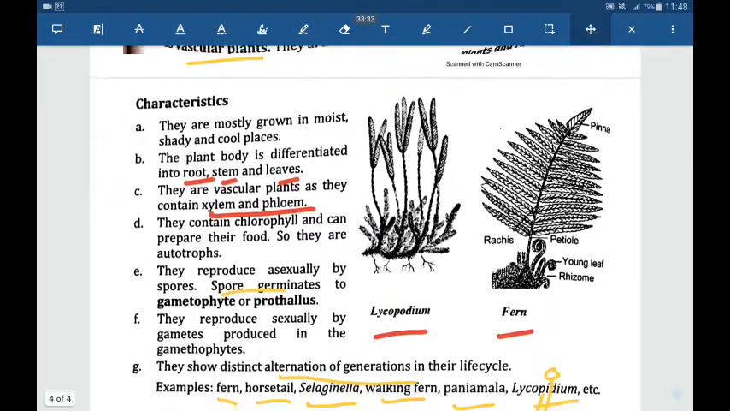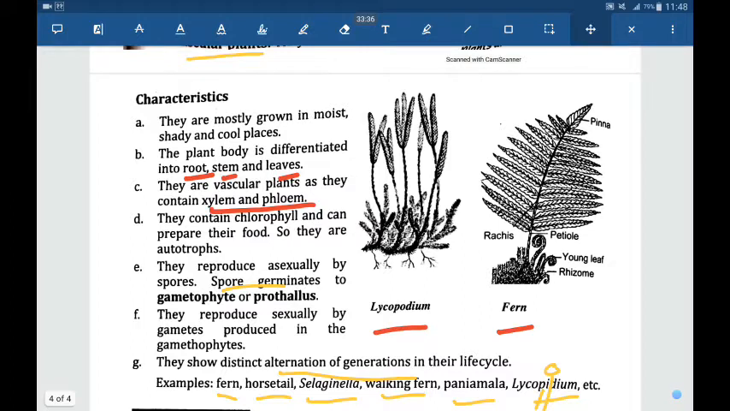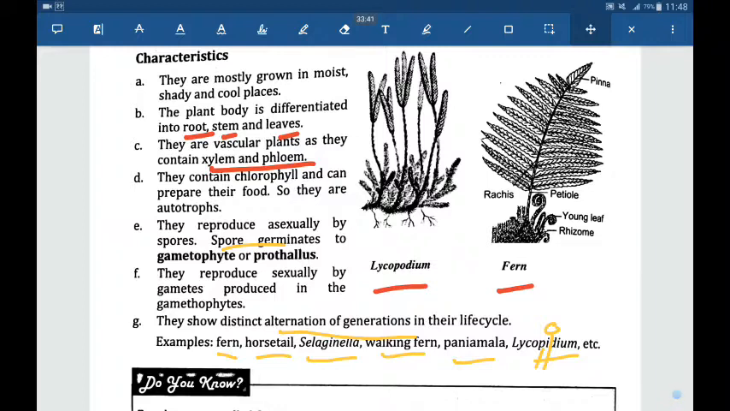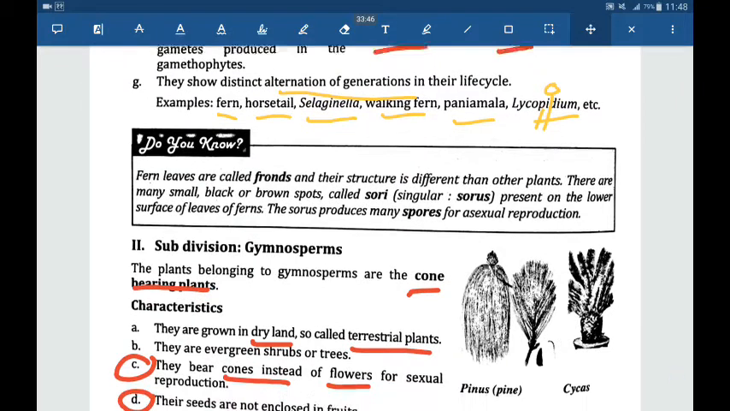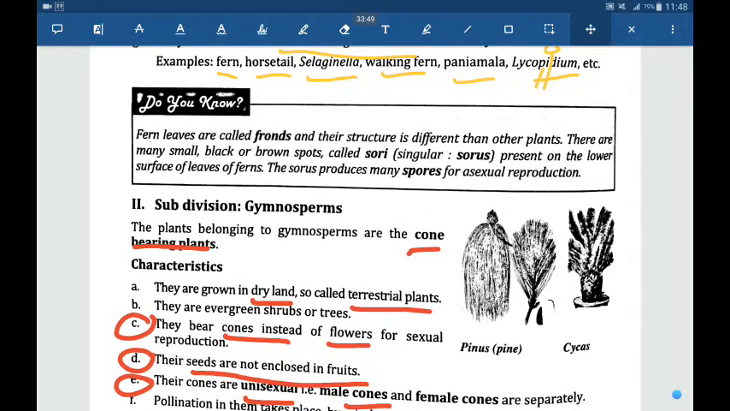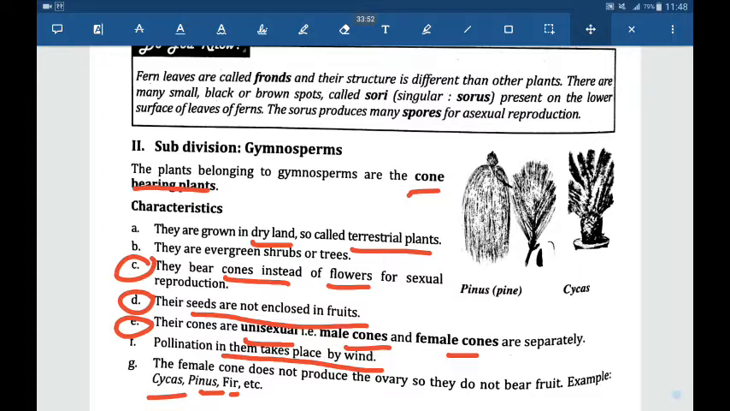Characteristics of Pteridophyta: the body is divided into root, stem, leaves, they possess xylem and phloem, and reproduce by spores. And they also show alternation of generation. Examples: fern, horsetail, walking fern, and subdivision Gymnosperm. For Gymnosperm, remember they bear cones, male cone and female cone. They are naked seeded plants and pollination takes place by wind.